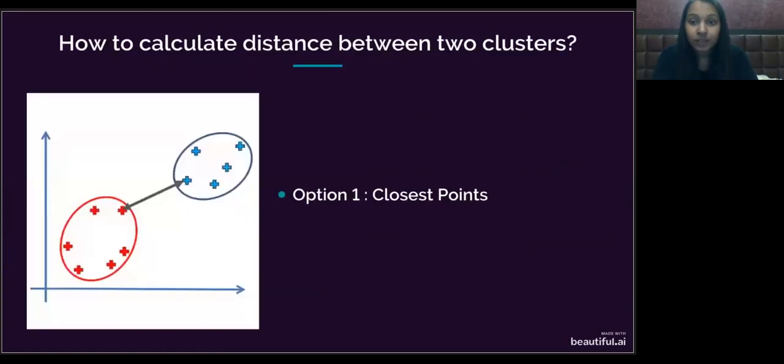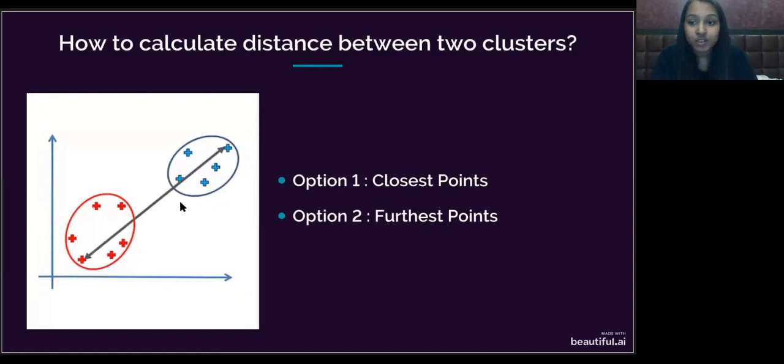Now, how do we calculate the distance between two clusters? Let's suppose we have two clusters, the red and the blue. How do we measure the distance between these two clusters? Option 1 is to take the two closest points in the clusters, using the Euclidean distance, and that will be the distance between the two clusters. The second option is to take the furthest points in the clusters and measure with the Euclidean distance, and that will be the distance between these two clusters.